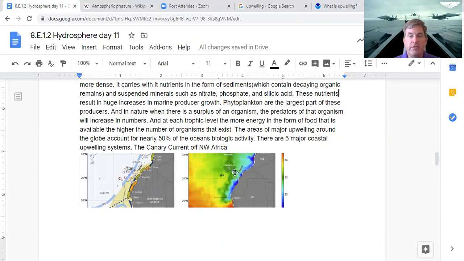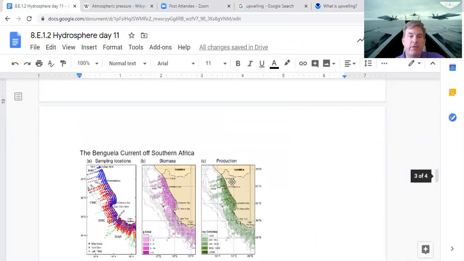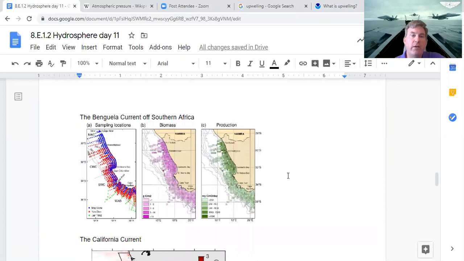So here are the Canary Islands. That's why they call it the Canary Current. The winds blow parallel to shore, sucking that water out this way, causing the upwelling. So there's the Canary Current off north of Africa. The Benguela Current off of southern Africa. So here is Namibia, excuse me.